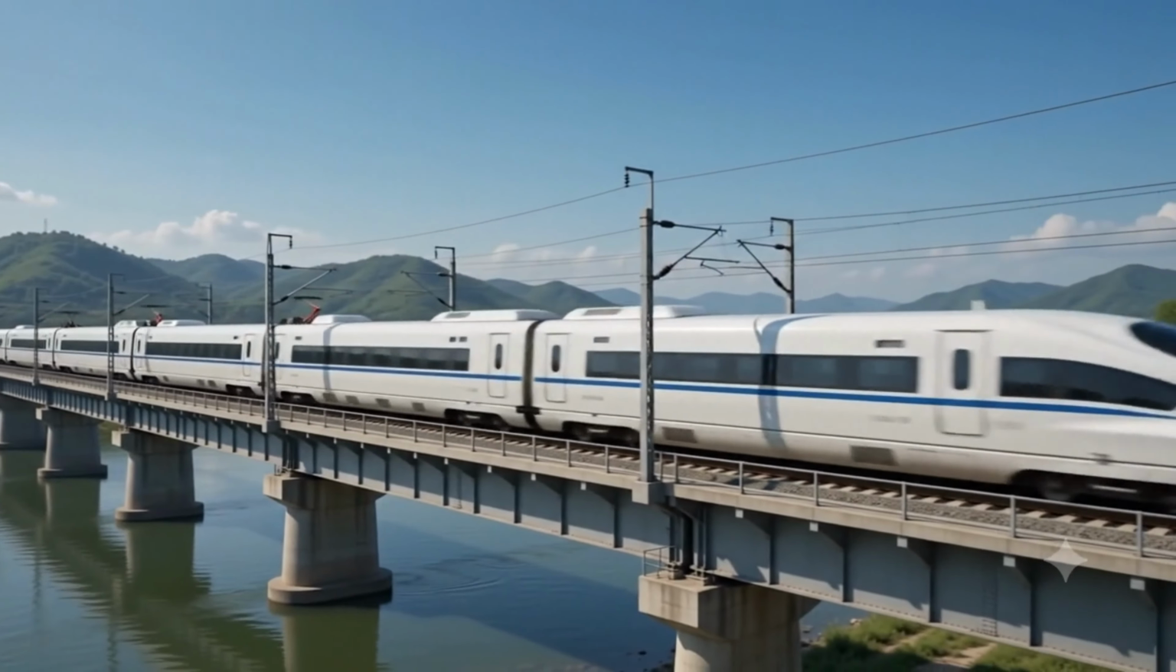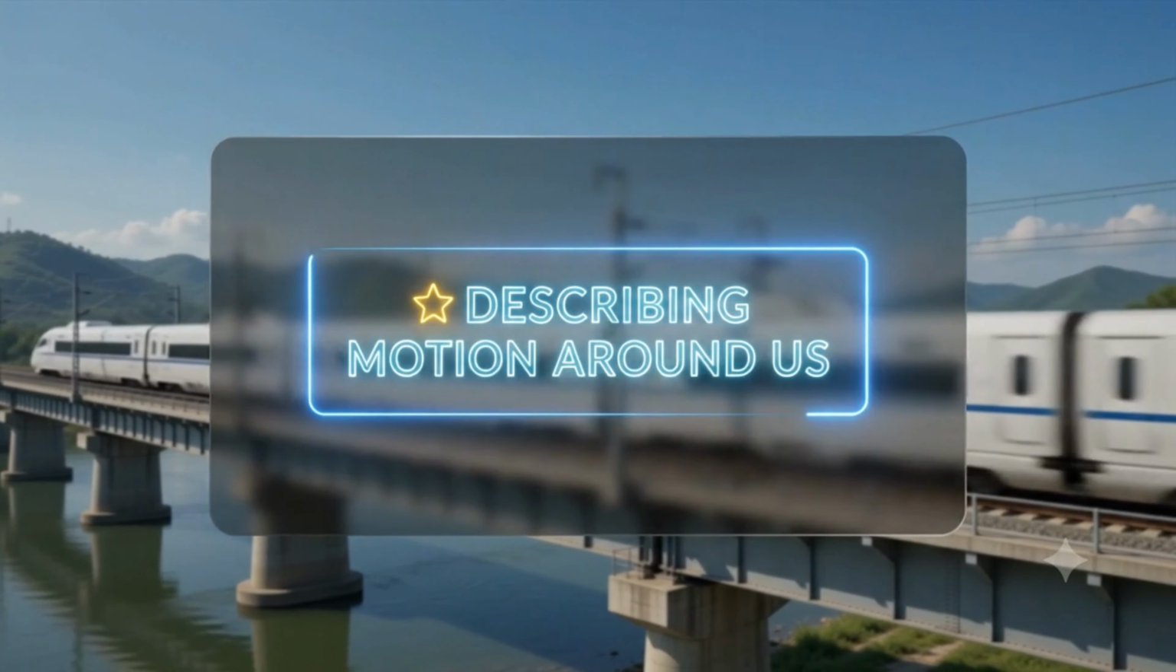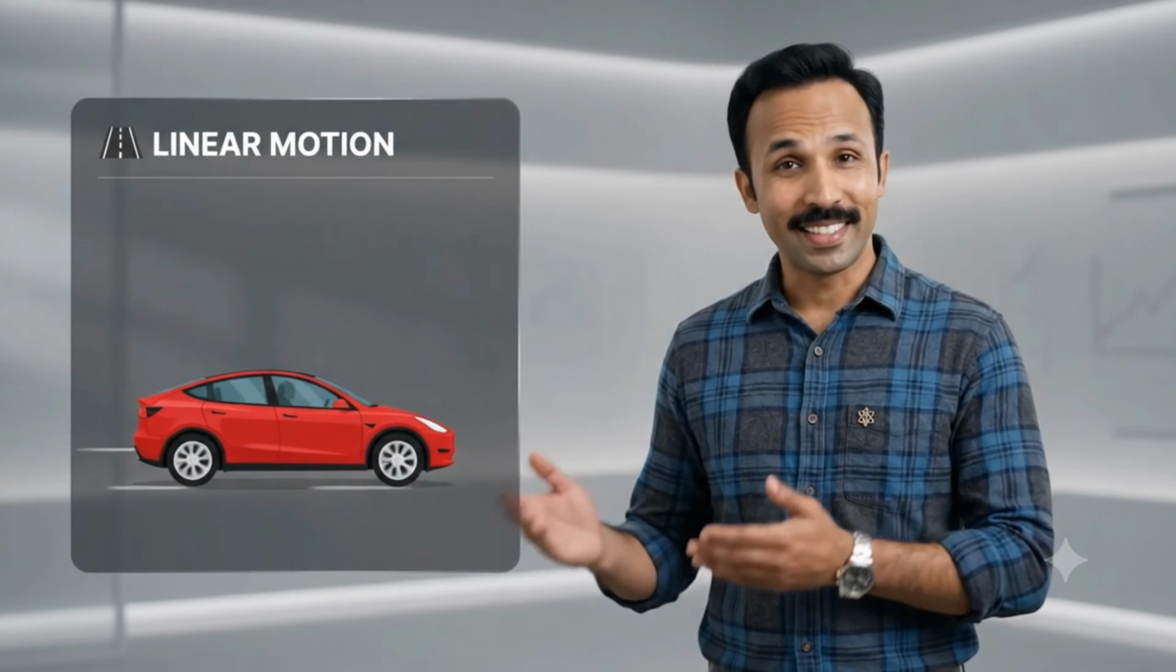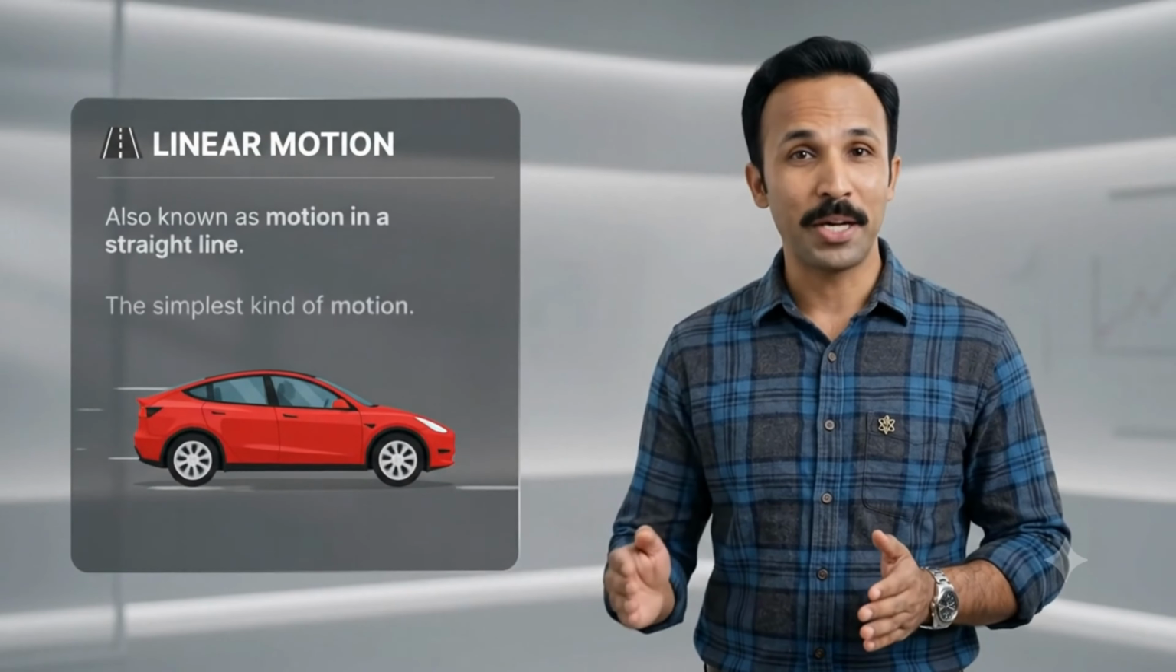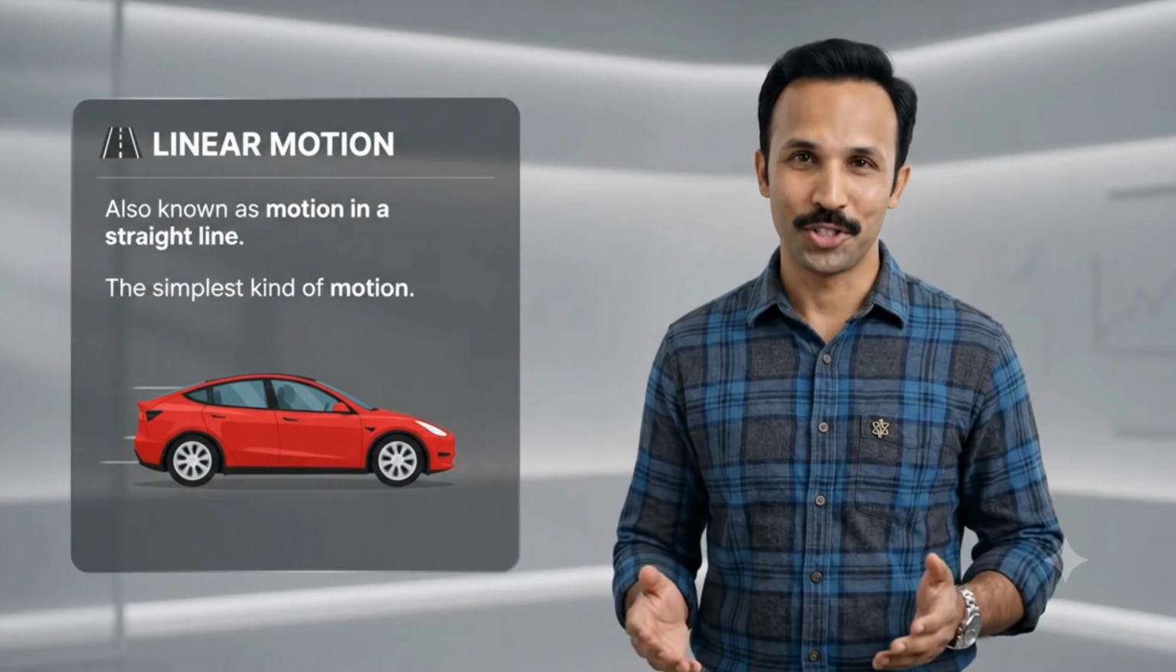Welcome! Today, we are exploring the fundamental physics of how things move. We will uncover the secrets of distance, speed, and kinematic equations. When an object, like this car, moves strictly along a straight path, we call it linear motion. It is the simplest form of movement.